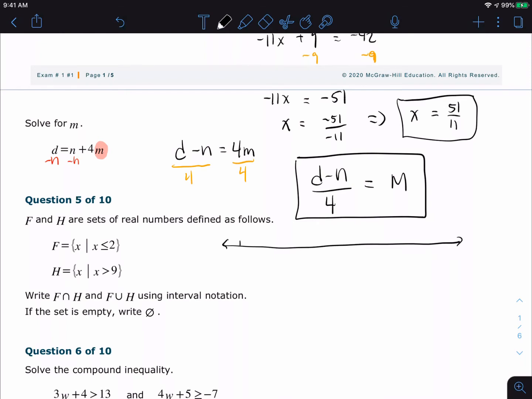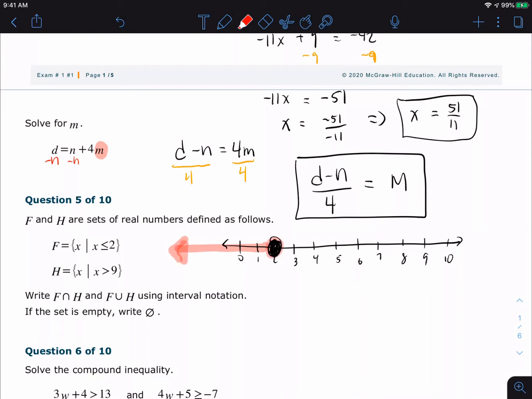So here's 0, 1, 2, 3, 4, 5, 6, 10. Okay, for this first one, it's less than or equal to. So less than or equal to is a filled in circle, correct? It's a filled in circle. And then it tells me to shade going to the, I'm going to shade this way, right?